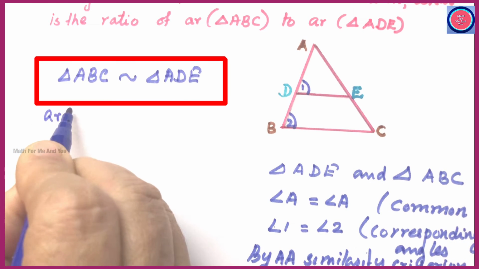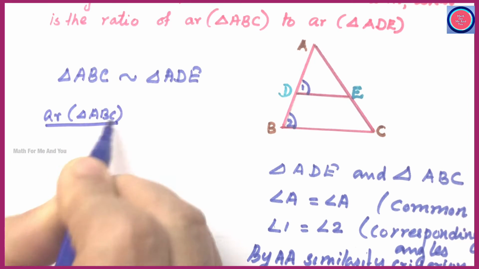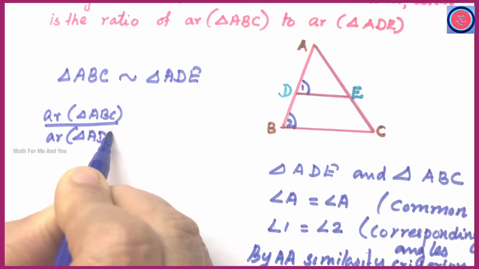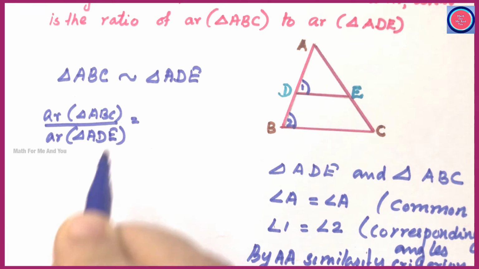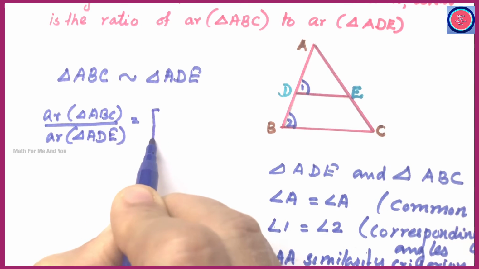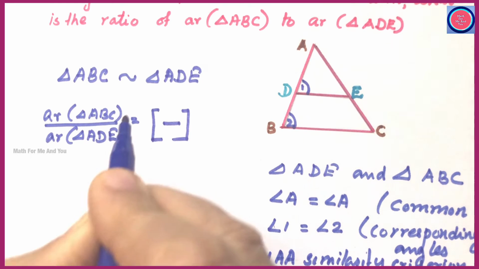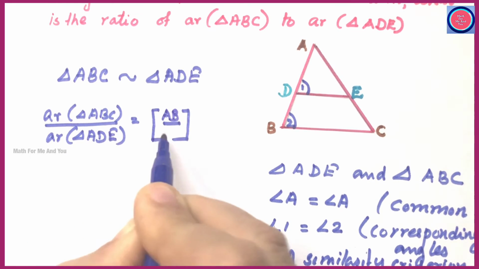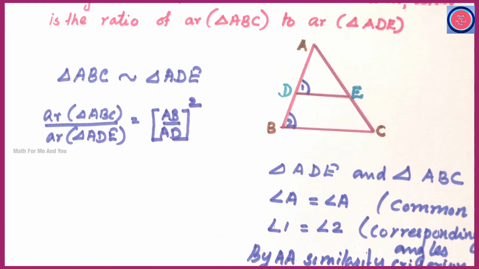Now we could write down the ratio of their areas. Area of triangle ABC over area of triangle ADE is equal to the square of the ratio of their corresponding sides. So we could write, what are the corresponding sides? If we take AB from the first triangle, then the corresponding side is AD. Power 2, square. AB over AD the whole square.